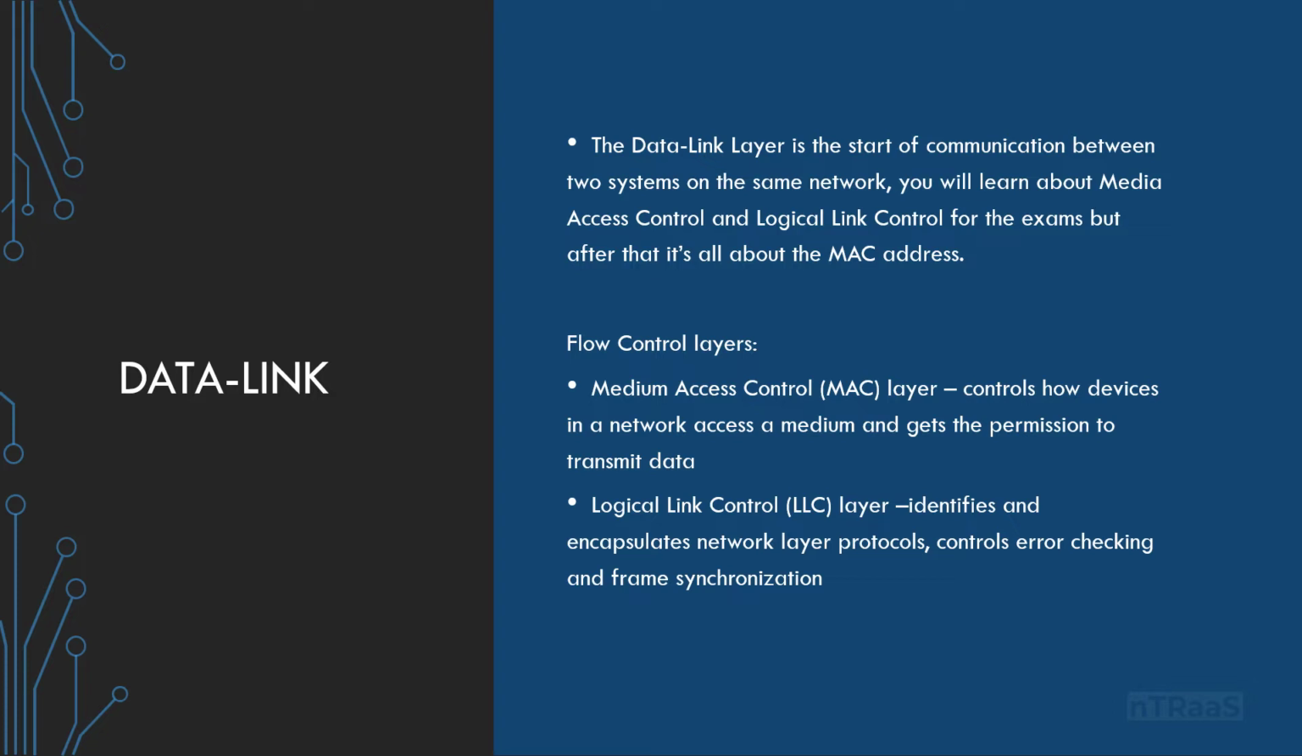Then there's LLC, or the logical link control. This identifies and encapsulates network layer protocols, controls error checking, and of course does frame synchronization. So don't take it lightly. The MAC and the LLC do a lot. Without them, a lot of our communication would not work. But what we need to worry about is the MAC address when it comes to actual switching. So we'll talk about that a little bit as well.